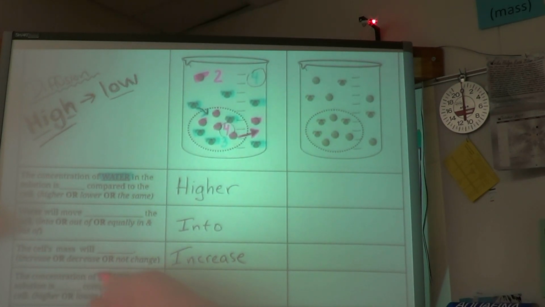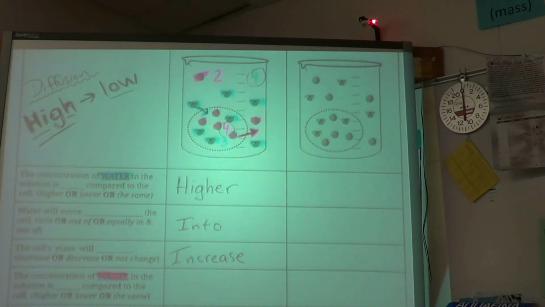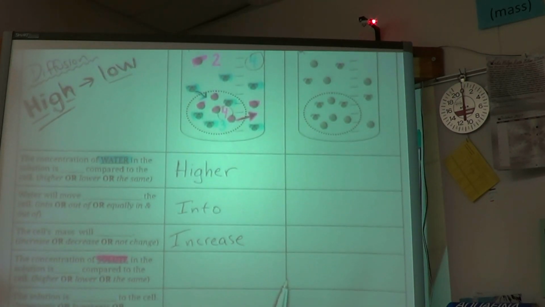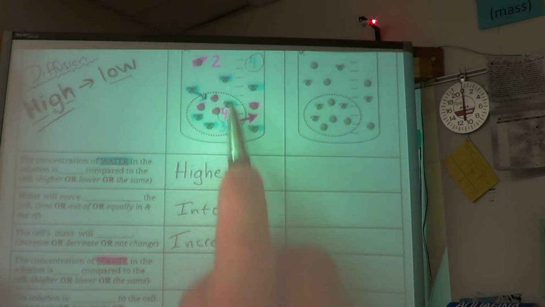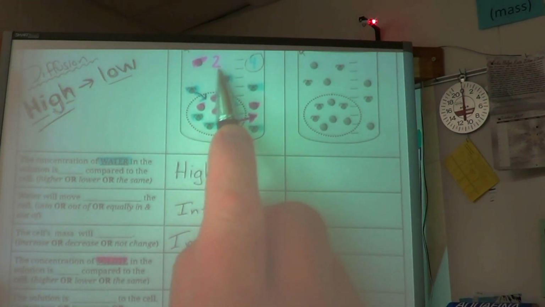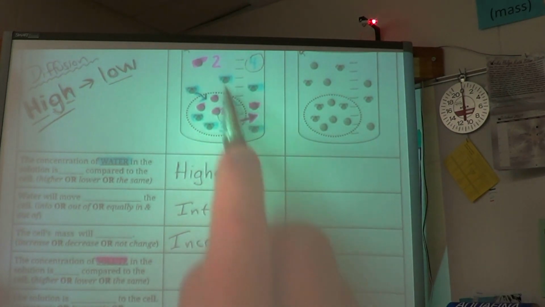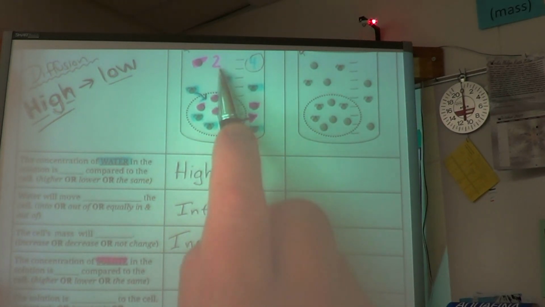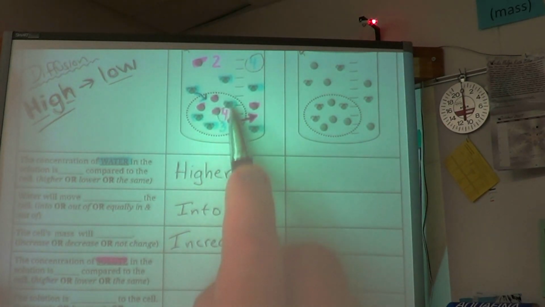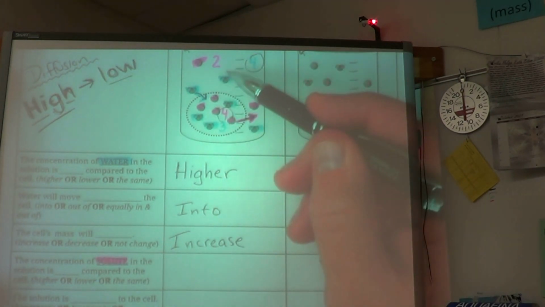Okay? Now, we stop looking at the blue things, and we start looking at the solute particles. The concentration of solute, could be salt, could be sugar, could be whatever, in the solution that's on the outside, is that higher, lower, or the same compared to the cell, which is the inside? So we did the numbers, that's why we did these intentionally. On the outside, is the pink number bigger, smaller, or the same as the pink number on the inside?